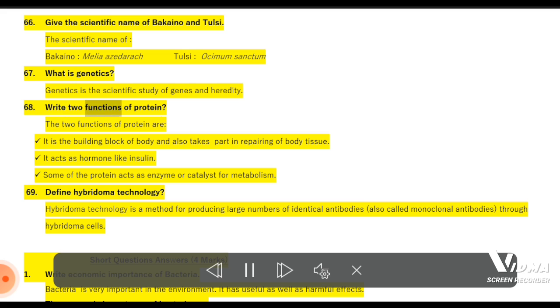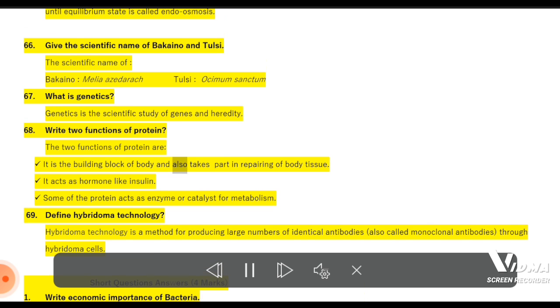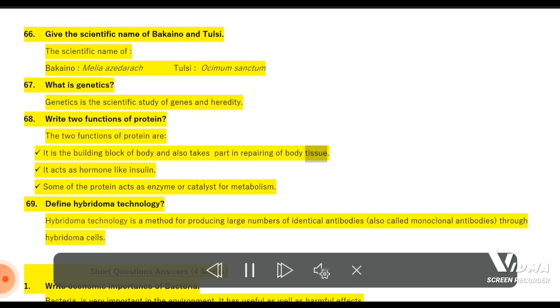68. Write 2 functions of protein. The 2 functions of protein are: it is the building block of body and also takes part in repairing of body tissue. It acts as hormone like insulin. Some of the protein acts as enzyme or catalyst for metabolism. 69. Define hybridoma technology. Hybridoma technology is a method for producing large numbers of identical antibodies, also called monoclonal antibodies, through hybridoma cells.